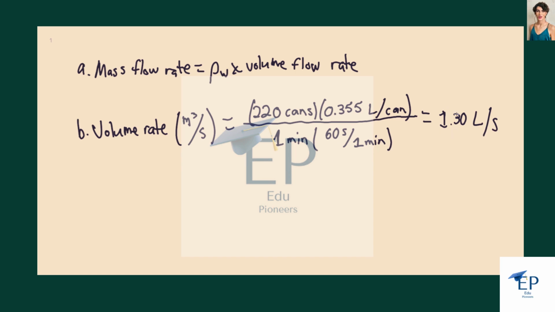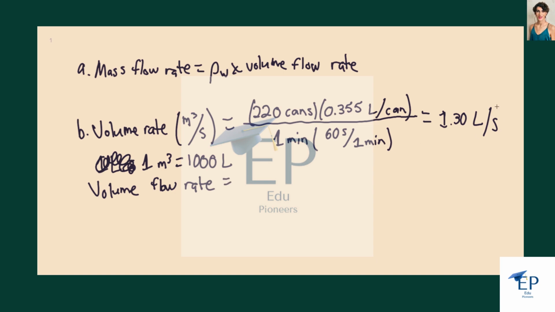Now, we should try to convert this. For every 1 meter cubed, there are 1,000 liters. So the volume flow rate is actually this number divided by 1,000. So it would be 1.3 times 10 to the negative third meters cubed per second.